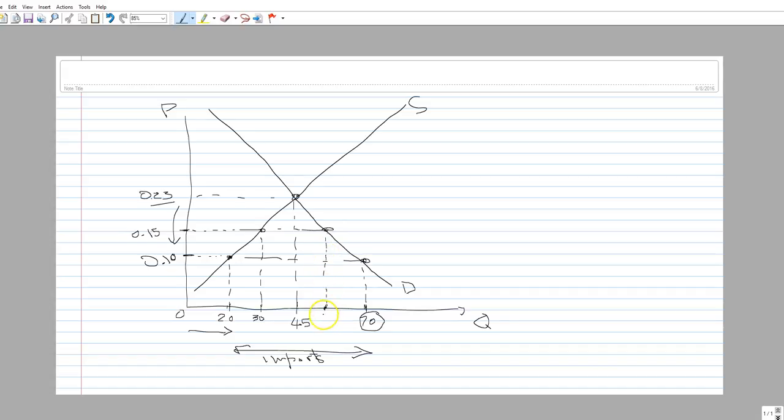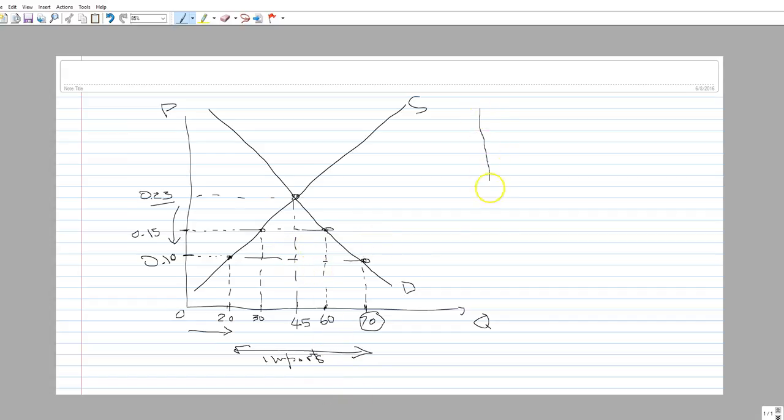The consumers are not so happy. I apologize for the scale. It's not that accurate, but it serves the purpose. All right, so that is the situation.